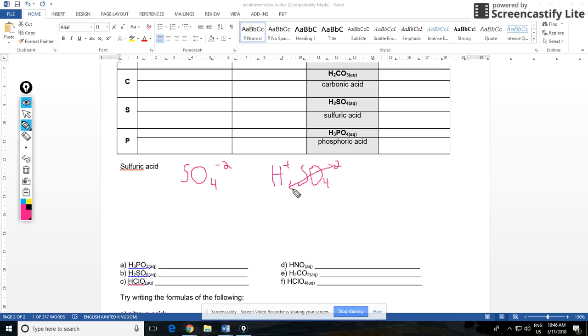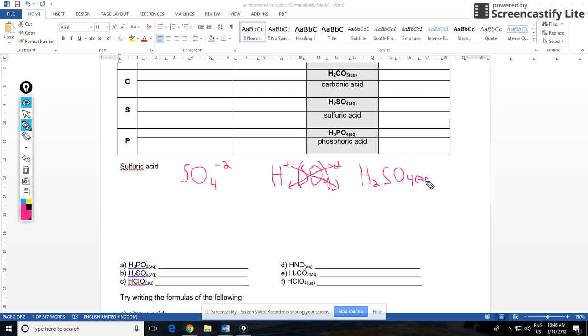Just like this. Make sure you actually put a bracket around your polyatomic ion just so that you remember not to touch the subscripts at the bottom. And you have H2SO4. Don't forget to put your AQ.